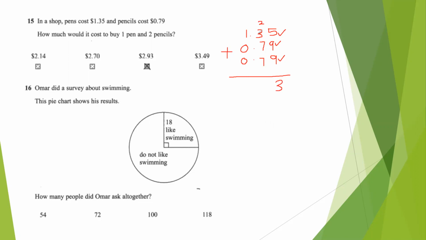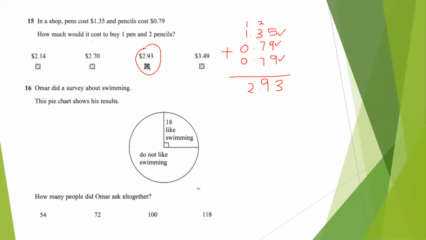7 plus 3, 10. 10 plus 2, it's 12. 12 plus 7, it's 19. Write 9 and carry this one to the other side. 1 plus 1, it's 2. So then you will get the answer 2.93. That is how we do that question.